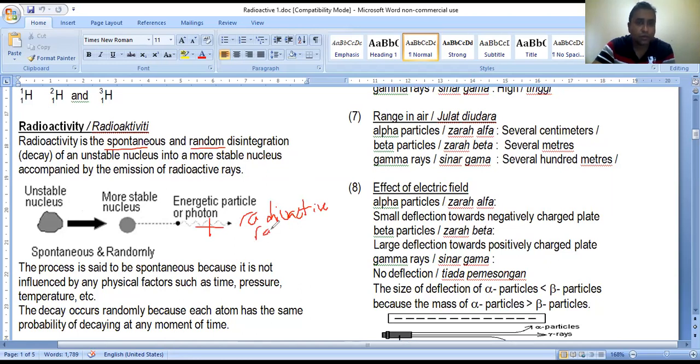Now this process is called spontaneous. That means it happens by itself. It is not influenced by physical factors such as temperature, time, pressure. So it's spontaneous, happening on its own.